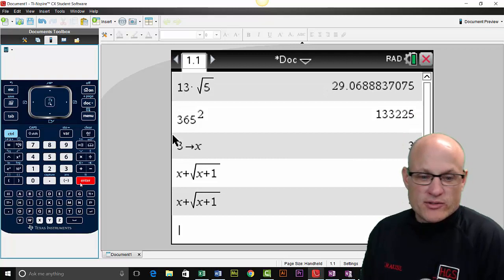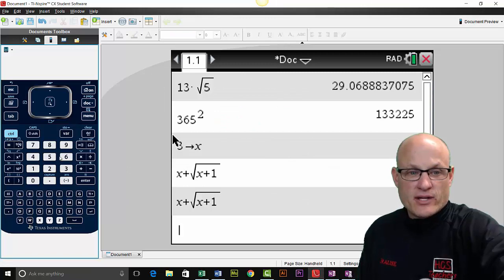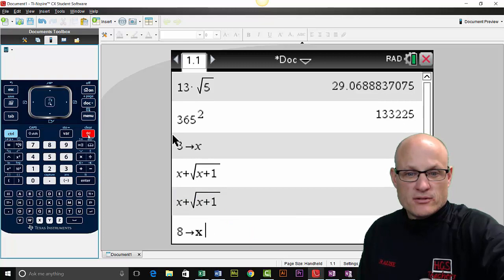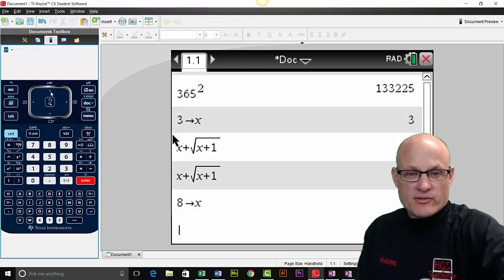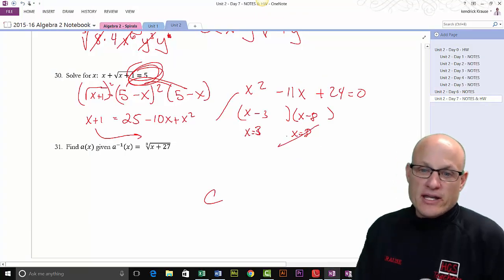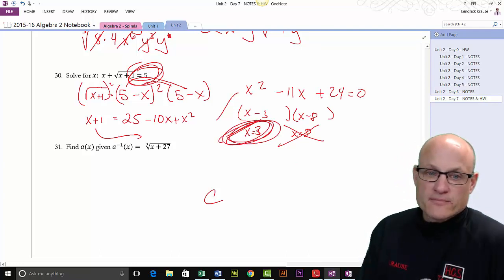And our other answer was x equals, we wanted it to equal 5 because that's what we said right here. Our answer is 8, so we'll do 8 STO x. And we're going to type the same thing in. Enter. And then we're going to type that same thing in and see if this one works. And remember, we want it to be equal to 5. Oh, it doesn't equal 5. So apparently 8 is not a solution. So the only answer is 3 in this particular case.